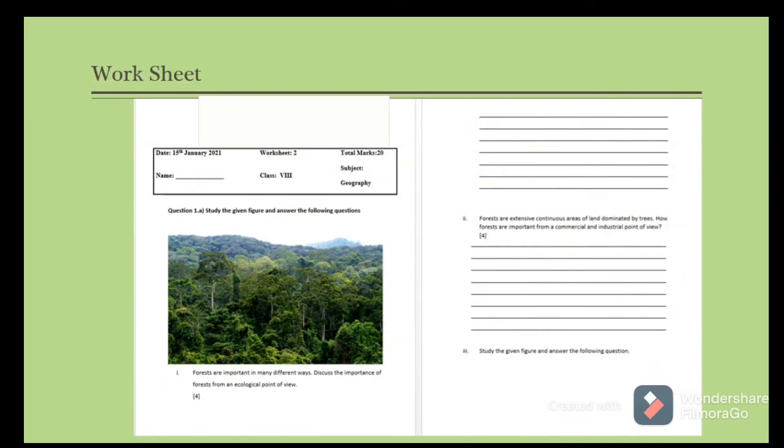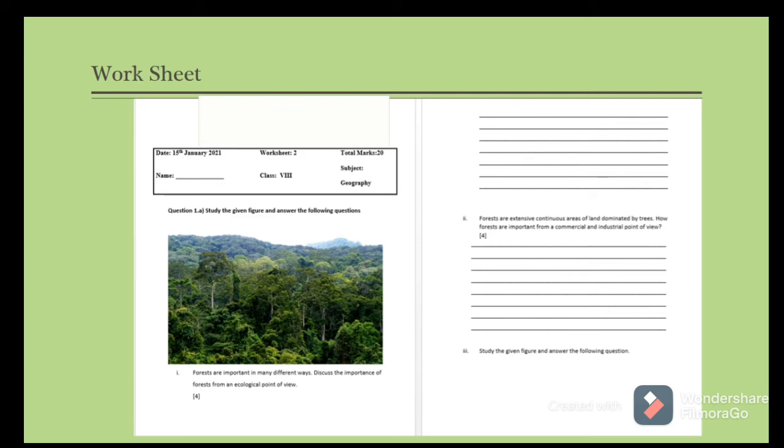Students, this is time for the worksheet. The worksheet is in front of you. Question number 1 is about the picture of a forest. You will observe the picture and answer the following question. Forests are important in many different ways. You need to discuss the importance of forests from an ecological point of view.